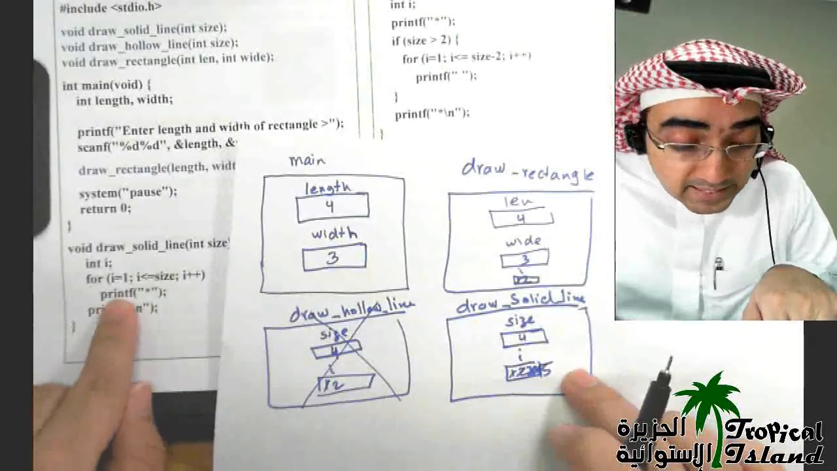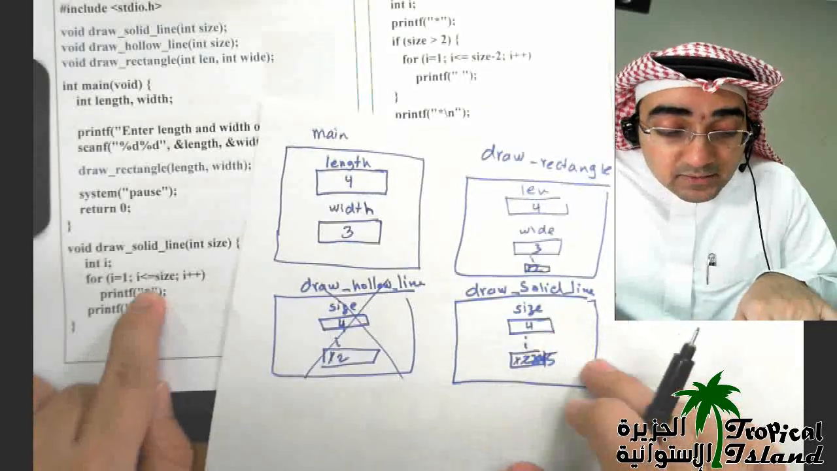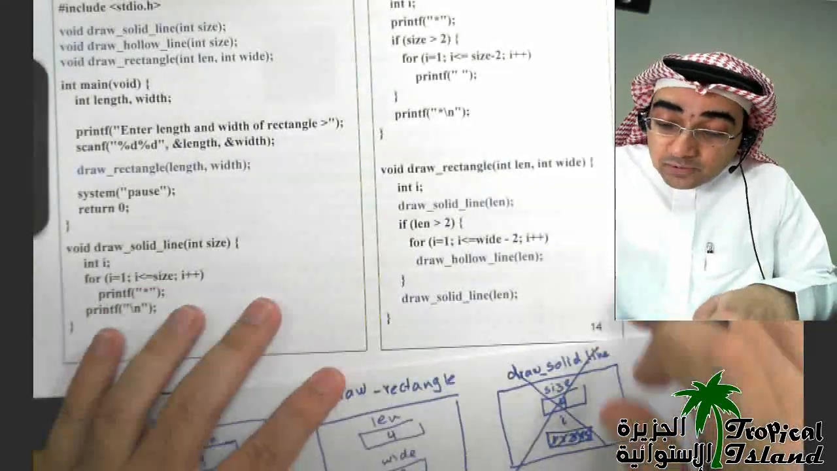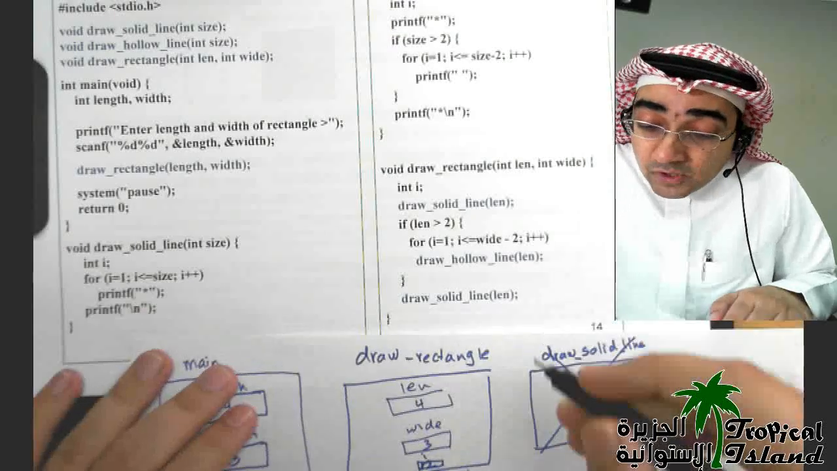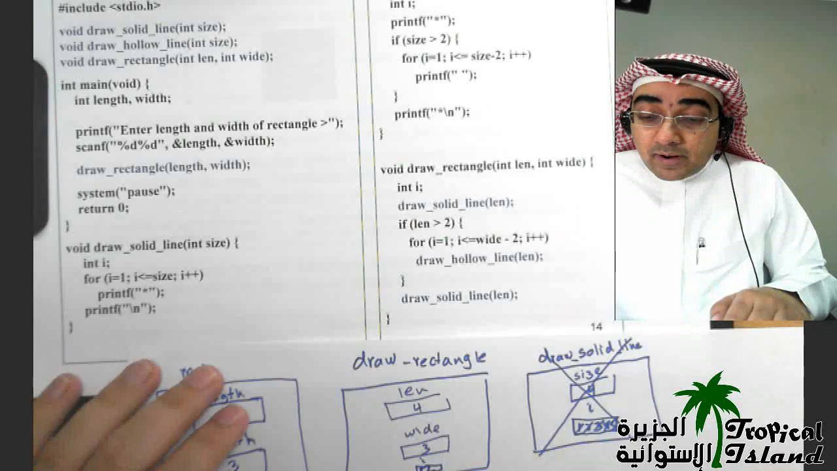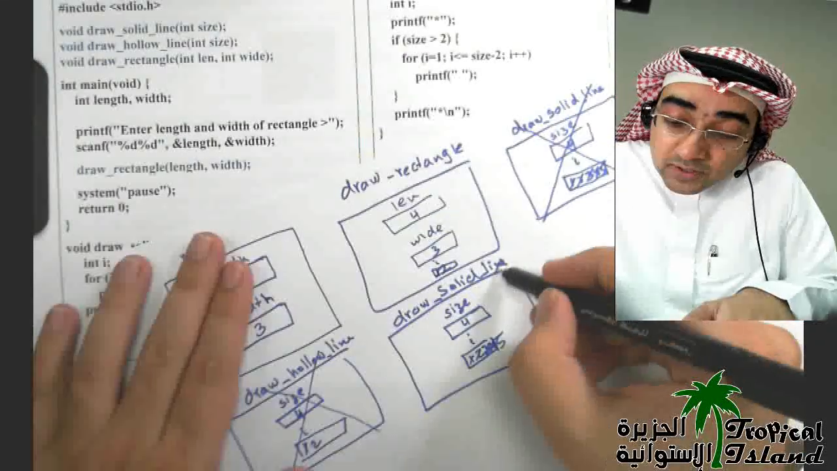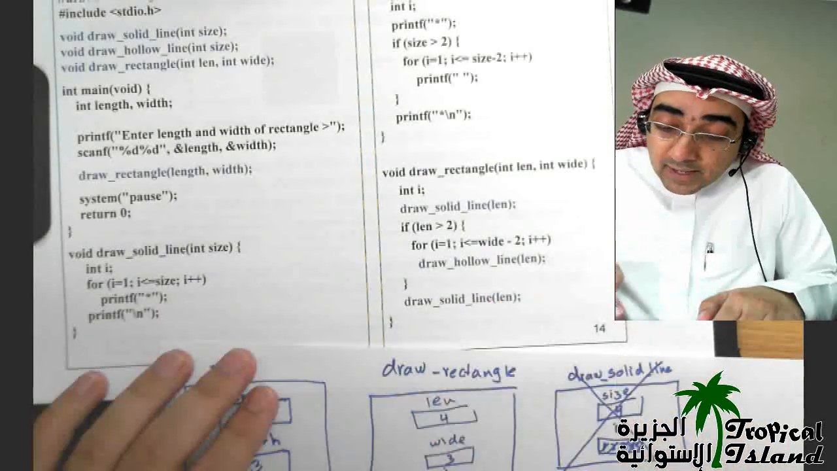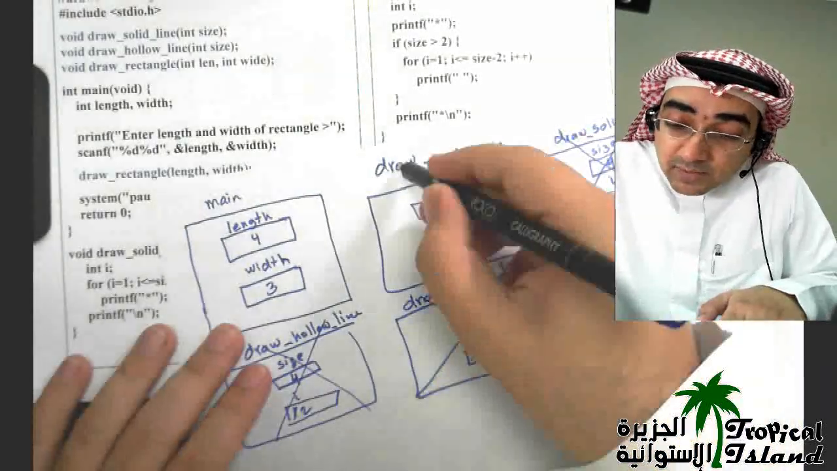Is 5 less than 4, which is size? No, it's not less than size, so I jump out and \n, I actually go to the new line. When I finish over here, I come back over here, and then I actually finish my program. So when I finish this, this is going to be deleted. When I come back over here, draw rectangle is going to be finished, so I'm going to delete this memory.